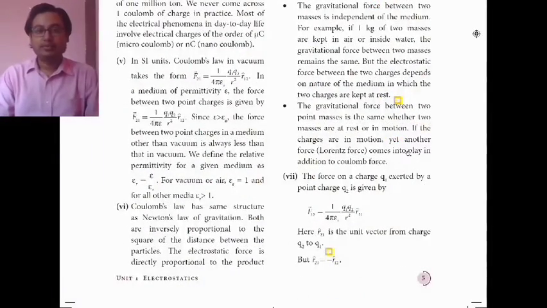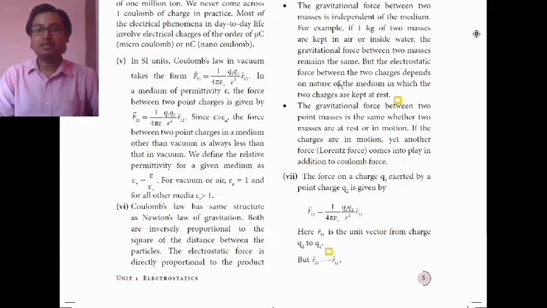So let us see the difference between gravitational force and electrostatic force. First point, the gravitational force between two masses is independent of the medium. That means whether the masses are in vacuum or in any medium, the magnitude of the force between them will always be equal. As for example, if 1 kg of two masses are kept in air or inside water, that means in the first situation the masses are in air, that means epsilon naught, and in the second situation the masses are in water, that means epsilon w, the gravitational force between these two masses will always be the same. It has nothing to do with the medium where the masses are kept.